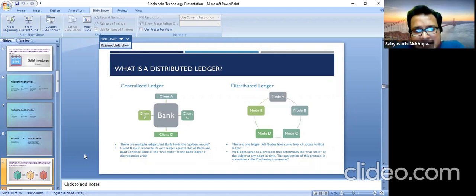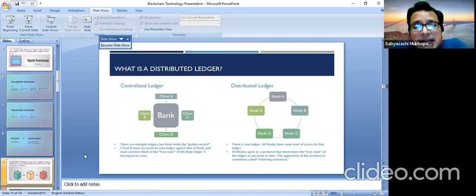In case of the centralized ledger, in the left-hand picture, which you can easily visualize, we can find that the bank is playing a very vital role, because there are multiple ledgers existing in case of the centralized ledger, and the bank is one of the main factors which is holding the golden record. So for example, if client B must reconcile its own ledger against that particular bank, then it must convince the bank of the truth state of that bank ledger if any discrepancy arises.